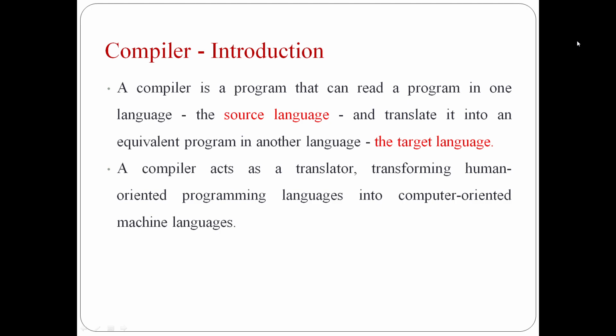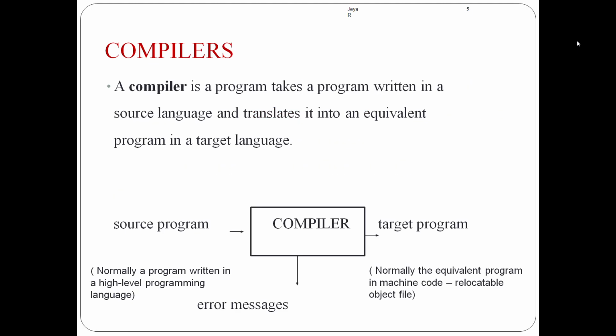Normally, when we write a program in a higher level language, we write it in English, but the computer does not understand English; it understands only machine language. So the role of the compiler is to convert the program written in a higher level language into machine level language. As I told, it is a program that takes a program written in a source language and translates it into an equivalent program in the target language.